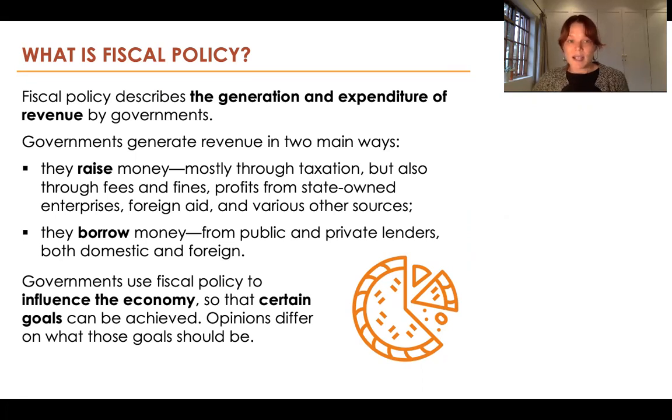Governments control the size of the pie. In other words, they generate revenue in 2 main ways. The first is through raising money, which is primarily done through taxation, but also includes other sources such as fees and fines, profits from state-owned enterprises, foreign aid, and a number of other sources.